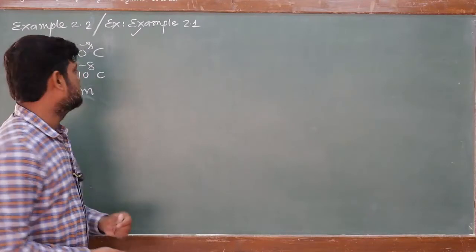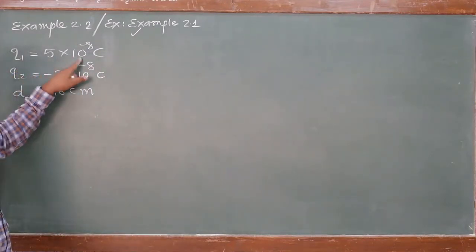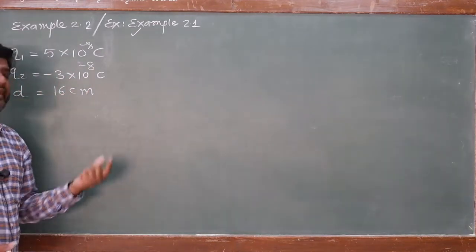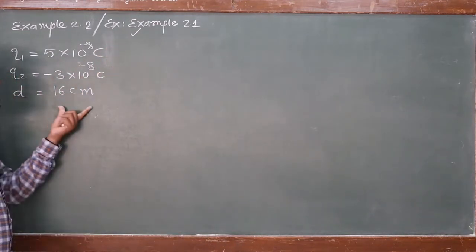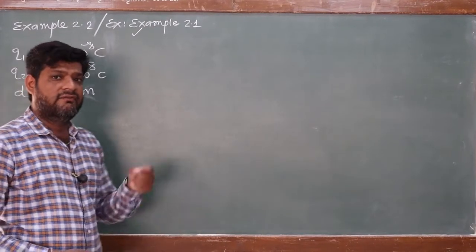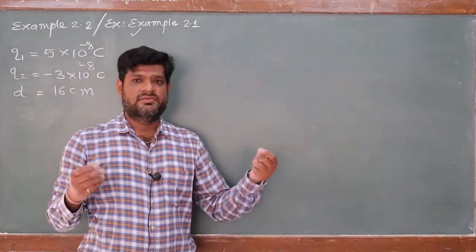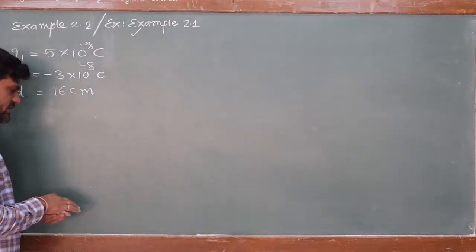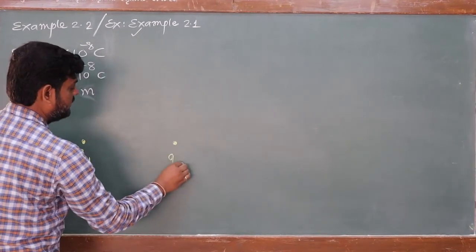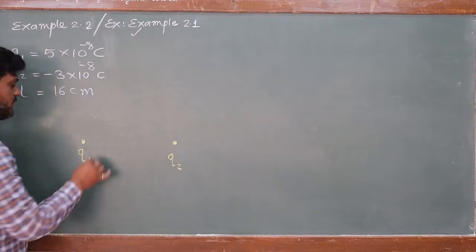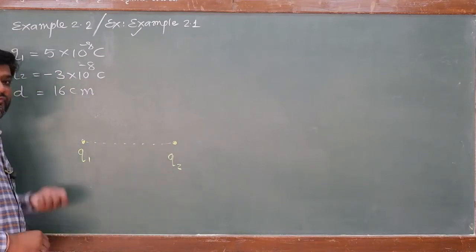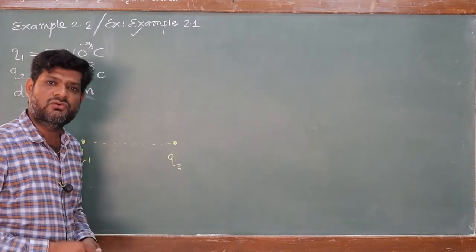What is given? The two charges are given: Q1 equal to 5 into 10 to the power minus 8, Q2 equal to minus 3 into 10 to the power minus 8, and they are separated by a distance of 16 centimeter. The question is, find the point where the potential is 0, right? See, first of all we see the charges Q1 and Q2, and the line joining these two charges. Along this line, we want to calculate where the potential is 0.